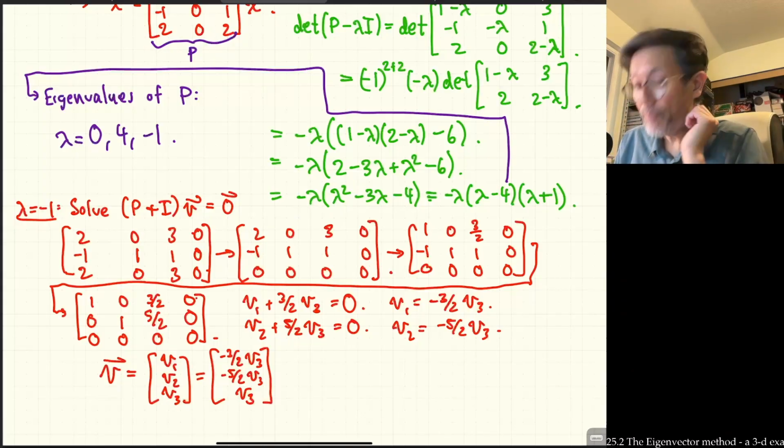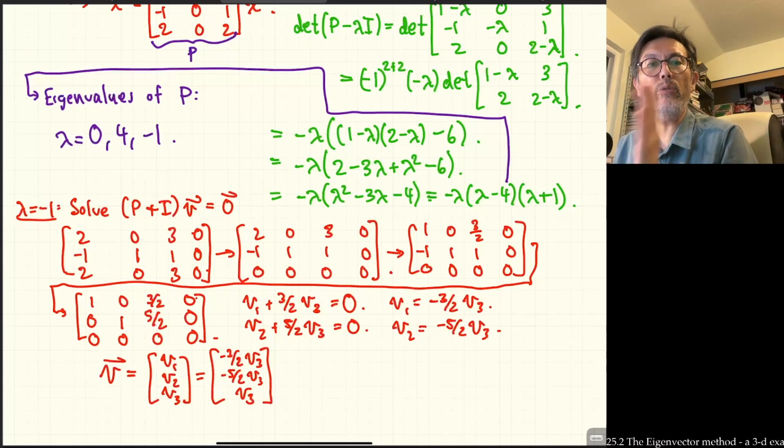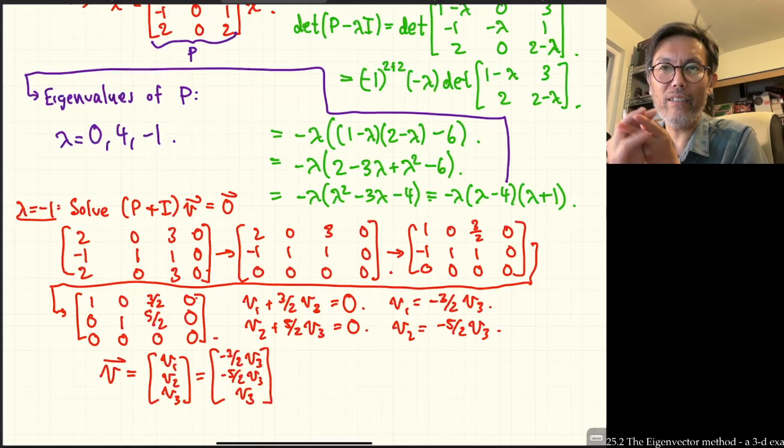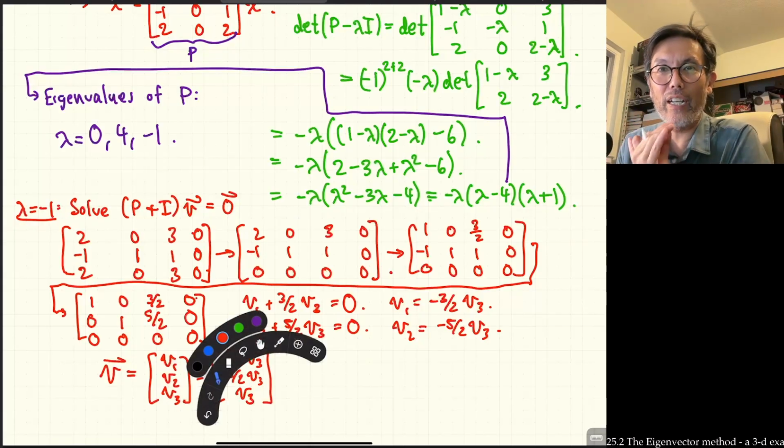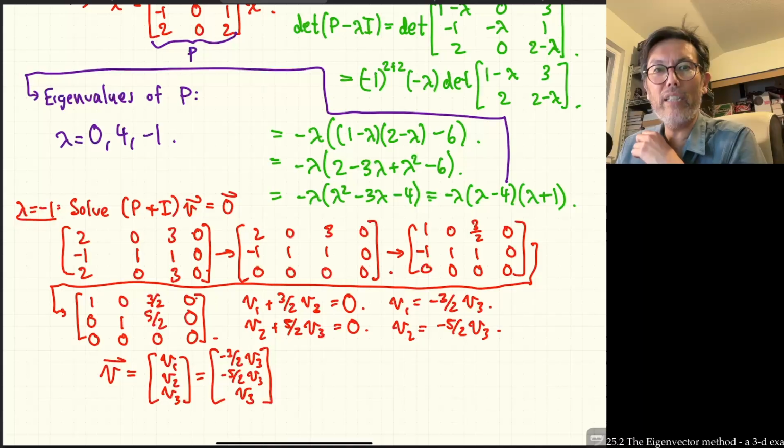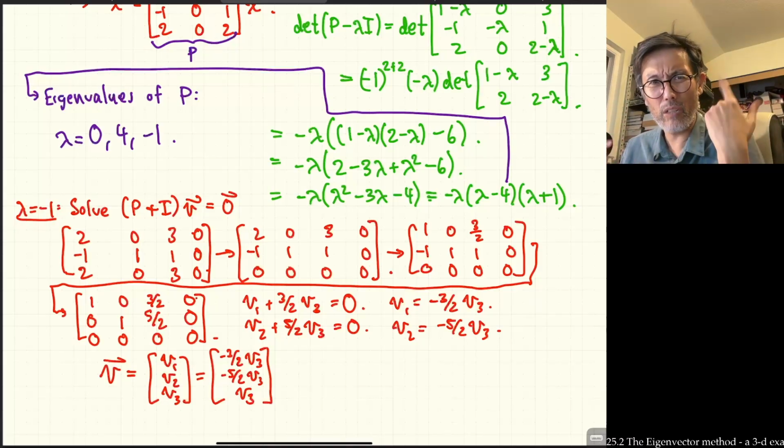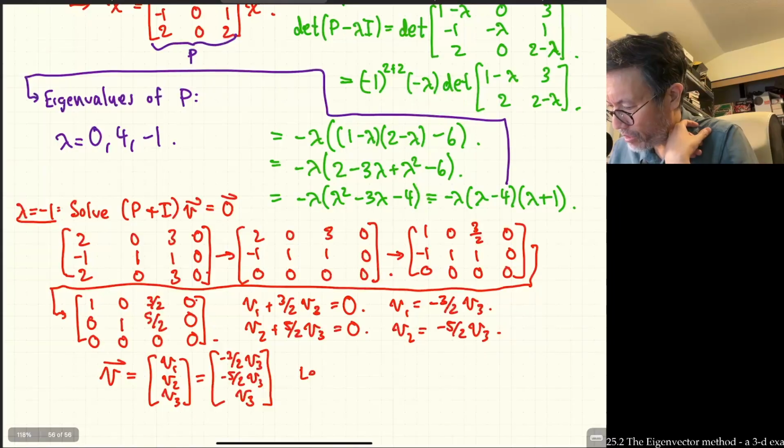Okay? But in this case, I'm going to choose v3, I think, to be -2. Why? Because there are two things that I don't love. Fractions, I don't love. And negative signs, I don't love. And I feel like I minimize negative signs and fractions by choosing v3 to be -2. Do you see what I'm saying? So let v3 equal -2.